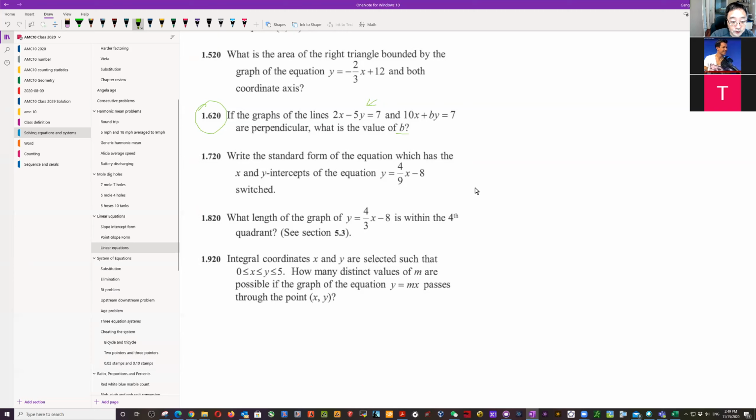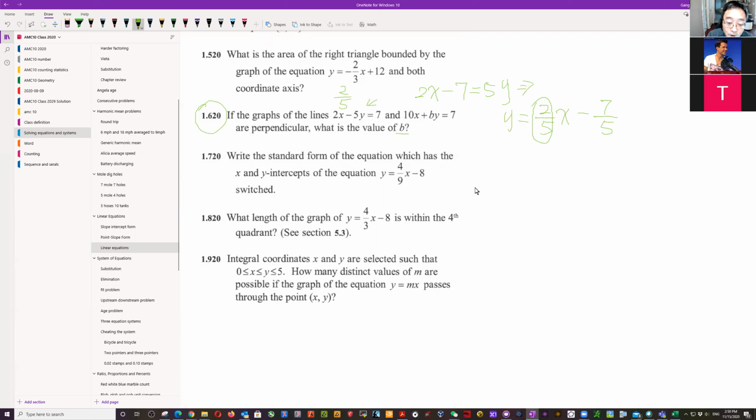So we put 2x, and we can put 5y on the other side, and move the 7 to this side. Minus 7 equals 5y. Then y is equal to, multiplying by 1/5 on both sides, 2 over 5 x minus 7 over 5. So for line 1, the slope is 2/5.